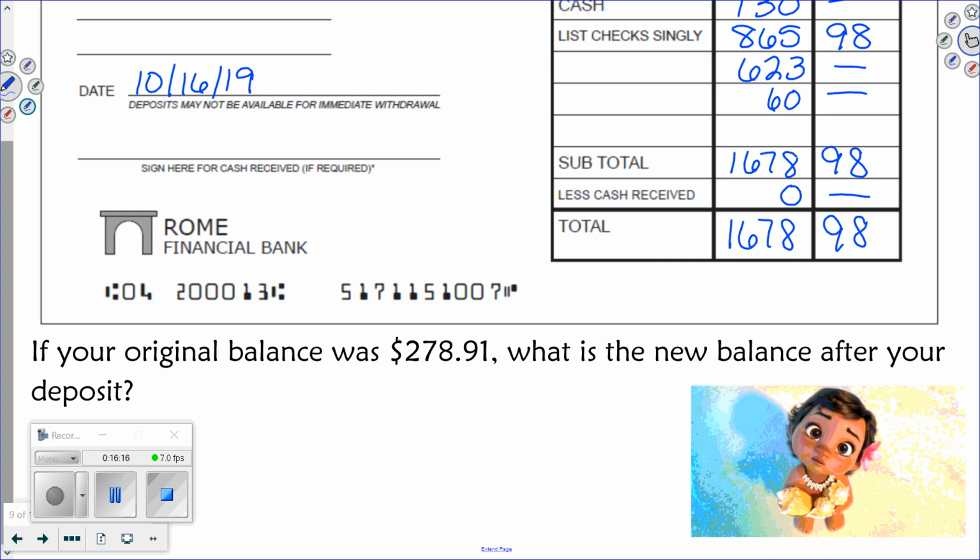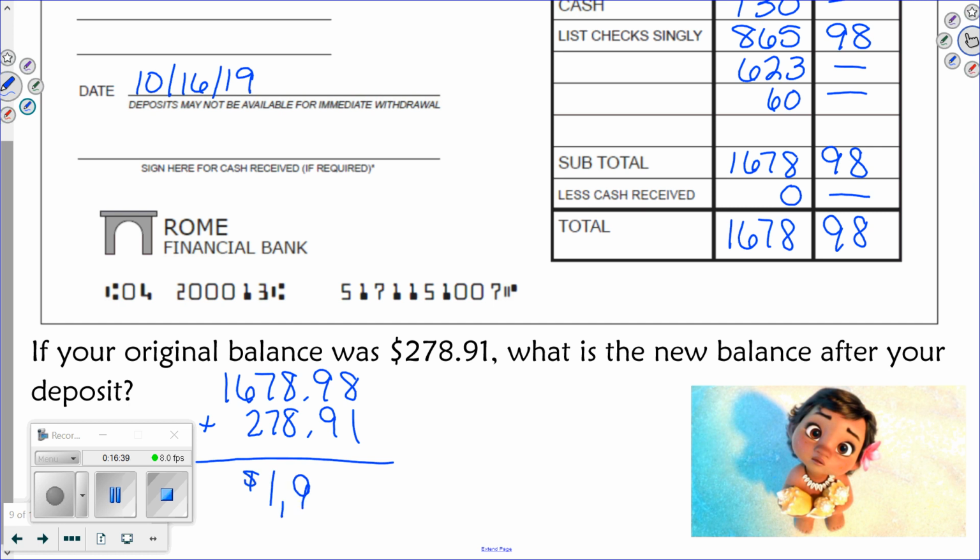If your original balance was $278.91, what's the new balance after your deposit? All I have to do is take the $1678.98 and add it to what was already in there, $278.91. So we will now have $1,957.89. And we're all very happy to have almost $2,000.